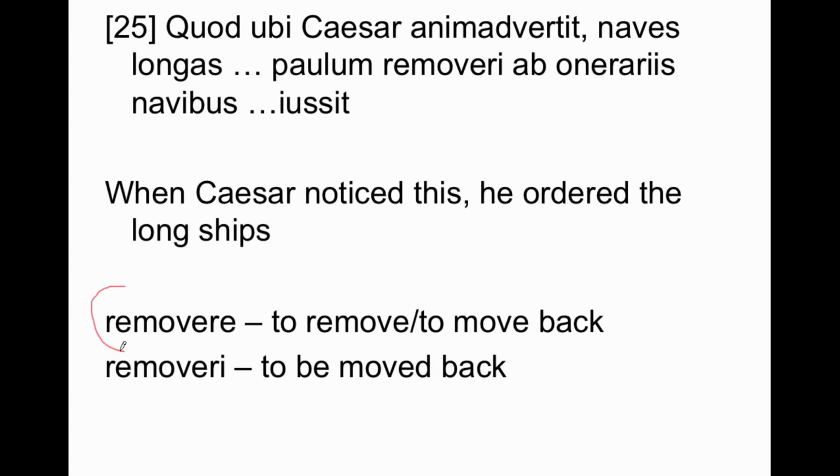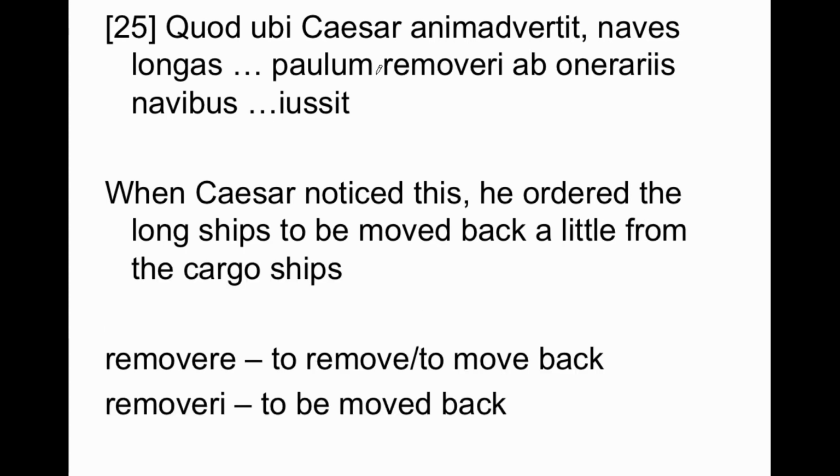The prefix re can mean to do something again, or it can mean to do something backwards. So in this sense, it literally is to move back, but it's where we get to remove from. So he ordered the long ships to be moved back paulum, a little, okay? Where did he order them to be removed a little from? Ab onerariis navibus, from the cargo ships, okay?